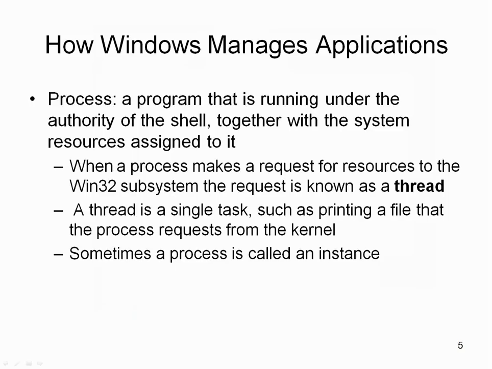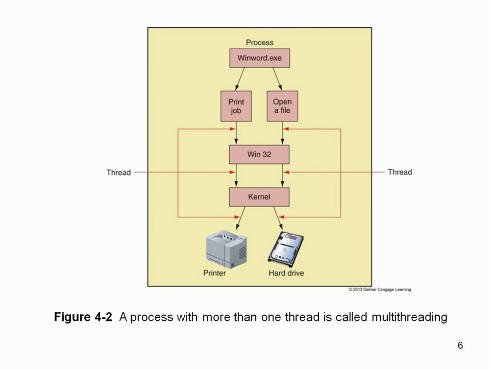When an application is first installed, its program files are normally stored on the hard drive. When the application is launched, the program is copied from the hard drive into memory, and there is this thing called a process. A process is a program that is running under the authority of the shell, together with the system resources assigned to it. System resources might include other programs it has started and memory addresses to hold its data. When the process makes its request for resources, this request is made to the Win32 subsystem and is called a thread. A thread is a single task, such as the task of printing a file, that the process requests from the kernel. Figure 4-2 shows two threads in action, which is possible because the process and Windows support multi-threading.